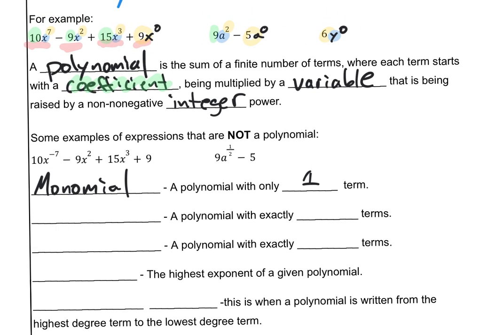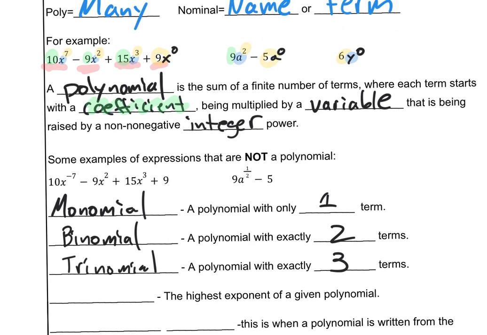Next up, I have a binomial, and this is a polynomial with exactly, you probably could guess it, 2 terms, right? So here's an idea of something with 2 terms. And so you might see the pattern here. We have a monomial with 1, a binomial with 2, and so next up is a trinomial. And this is a polynomial with exactly 3 terms. I didn't really give you an example of that, but let's say I was to just ignore this last term here. This would be a trinomial right there. Any 3 terms makes a trinomial.